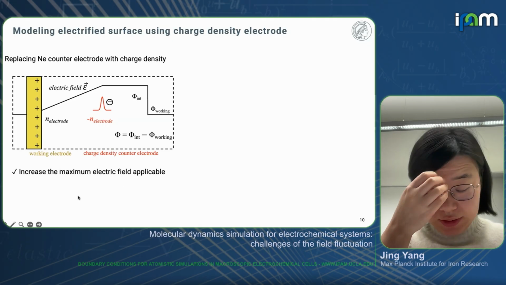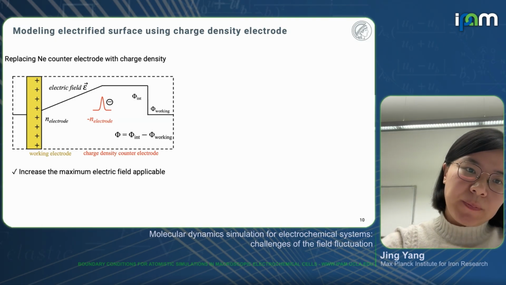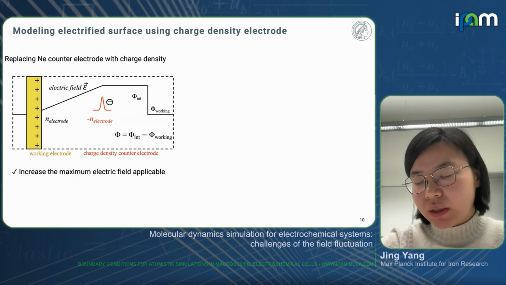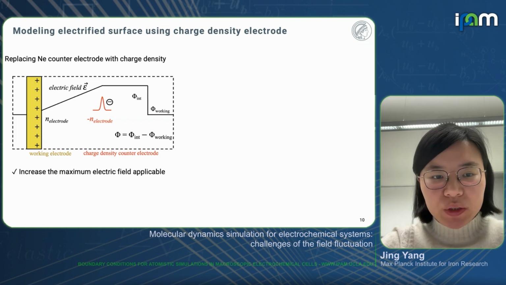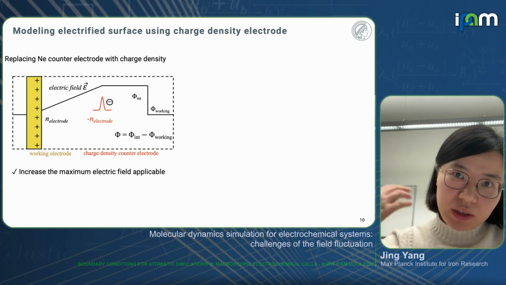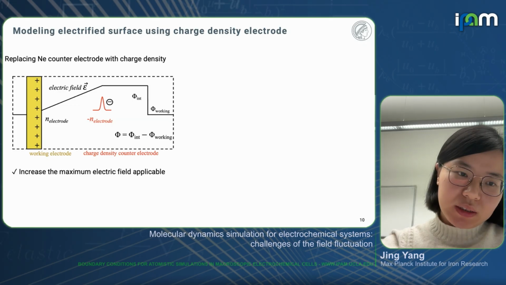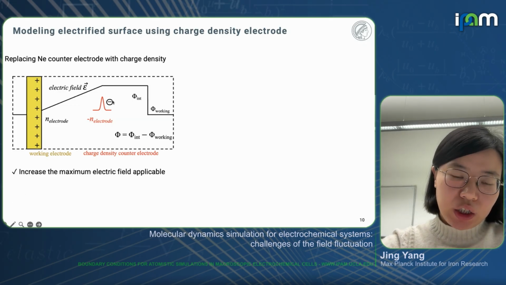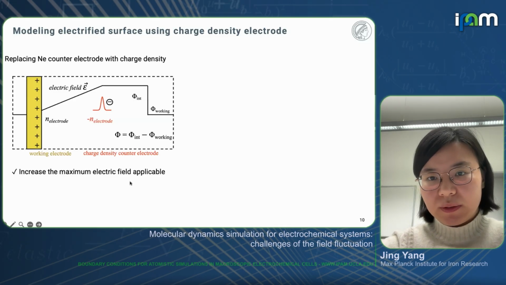And one of the advantages of moving away from the neon is that when we have the neon electrode, the maximum electric field magnitude that we can apply is limited by the band gap of the neon. So if you have a too large electric field, the Fermi level will go into the valence band or the conduction band of neon, and this would cause a dielectric breakdown. So by replacing neon with just the charge density, this limitation is lifted.